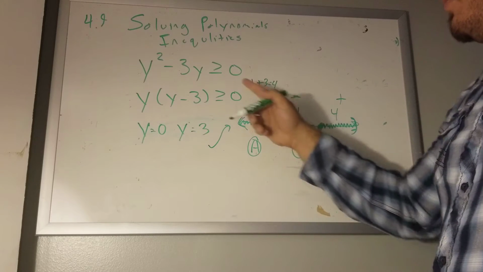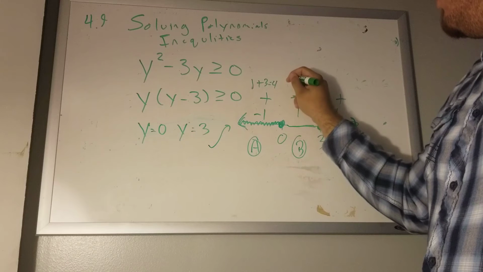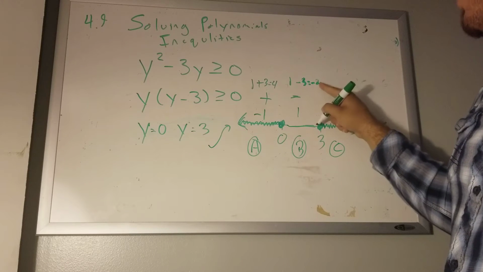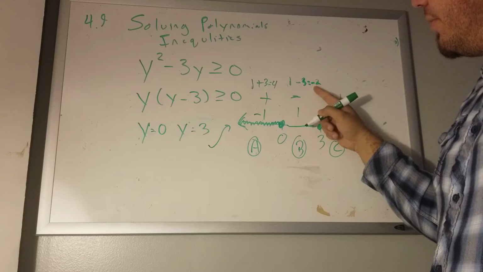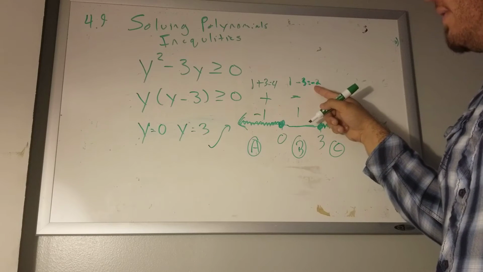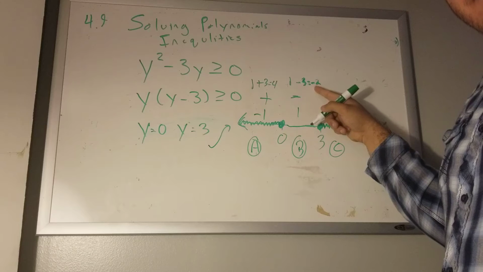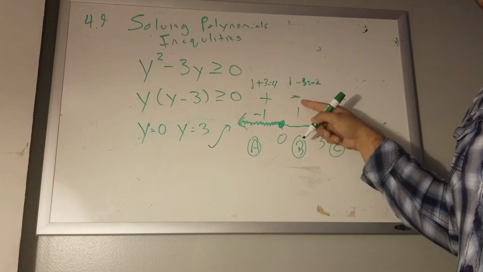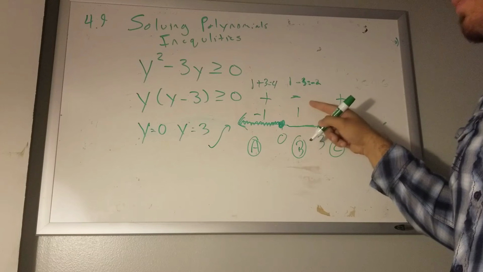So I'm going to take 1 and plug it into here. 1 squared is 1. -3 times 1 is a -3. That ends up being -2. As I said, I don't really care about the number. I just care if it's negative or positive. This one is -2, so this is negative. So I'll put a little negative sign on top of this section.